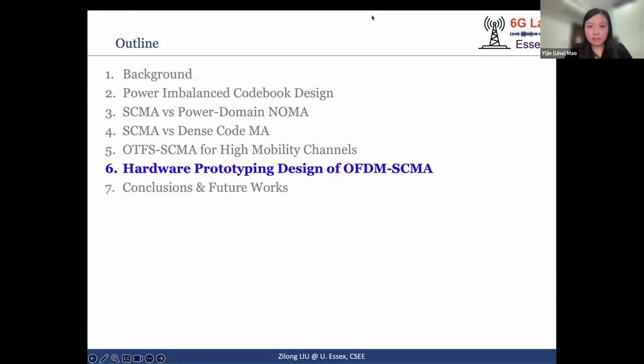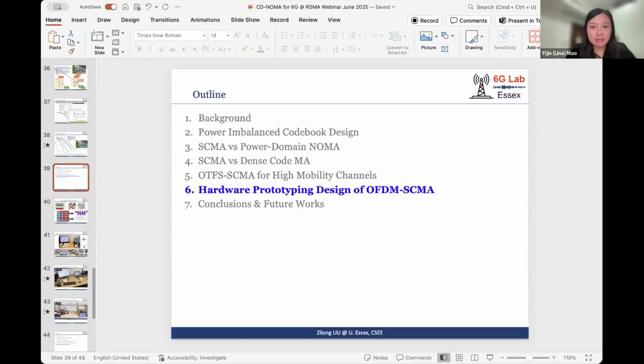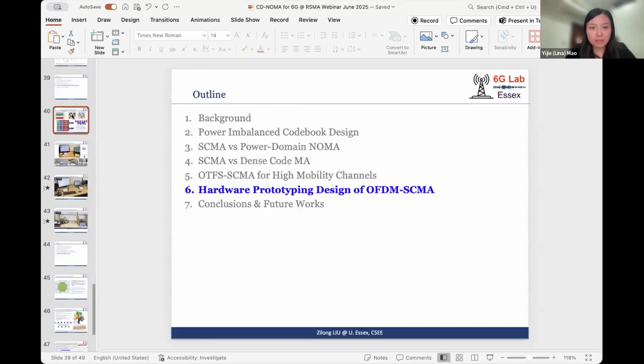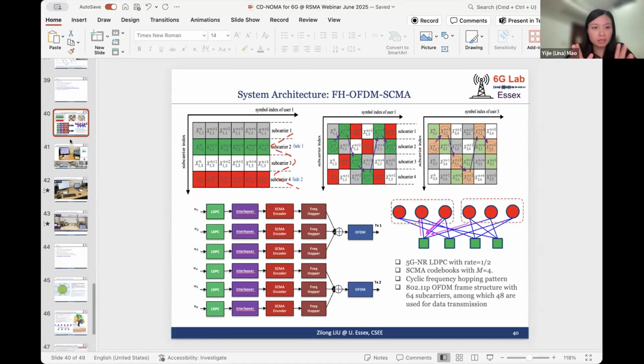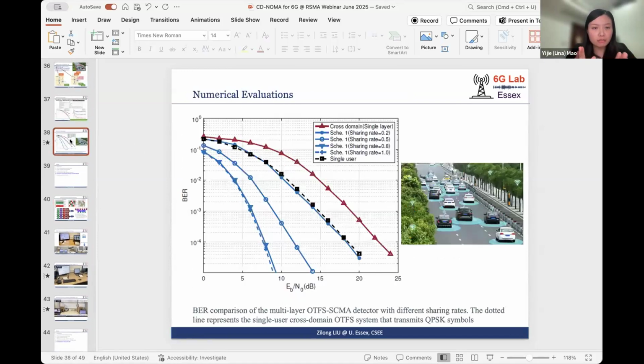Thank you, Professor Liu. I have one last question about your implementation, because you already implemented this OFDM SCMA. In your discussion on OTFS SCMA, you also show the figure of these V2X applications. I'm wondering whether you have already implemented this OTFS SCMA in your trial.